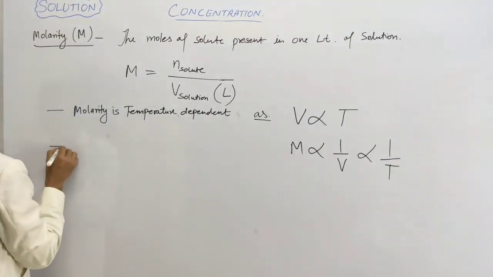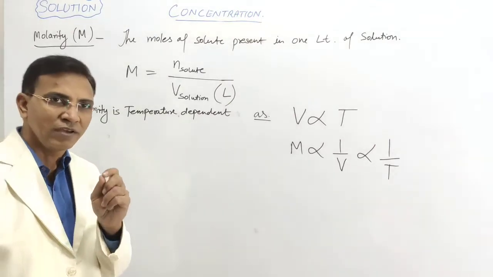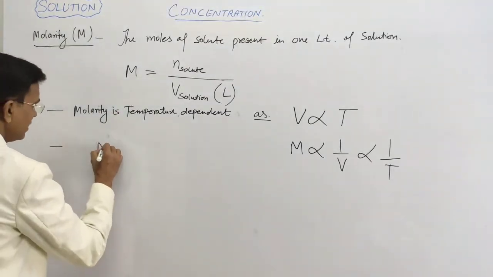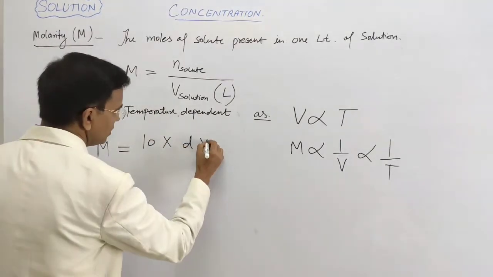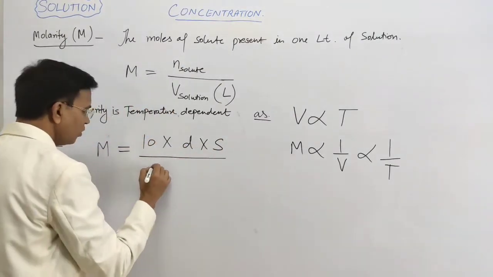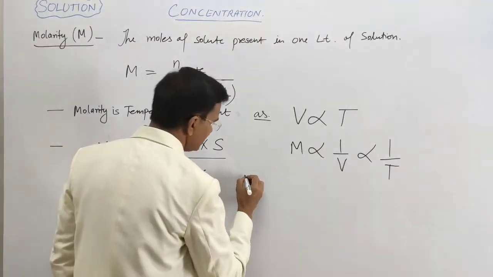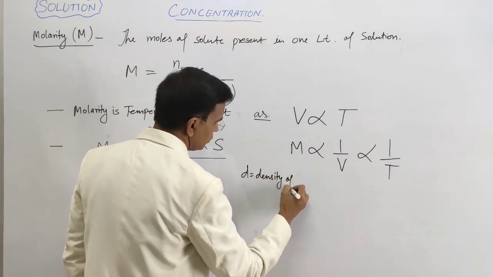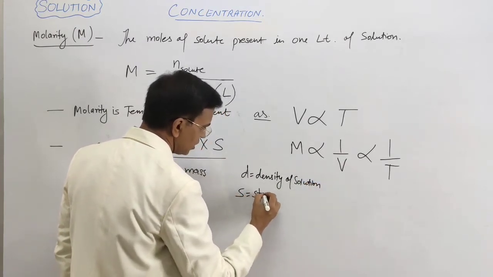Now move to the next point. If the density and strength of the solution are given, then molarity can be calculated with the help of this formula. I am going to write here: molarity is equal to 10 multiplied by density of the solution multiplied by strength of solution upon molar mass. D is the density of solution, S is equal to the strength of solution.